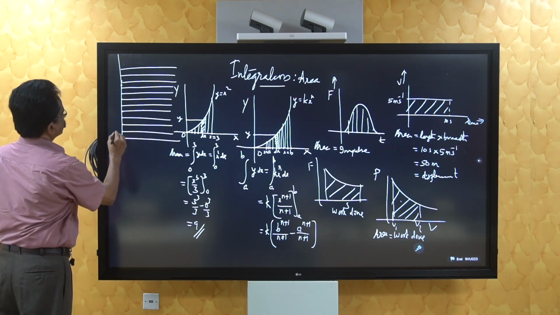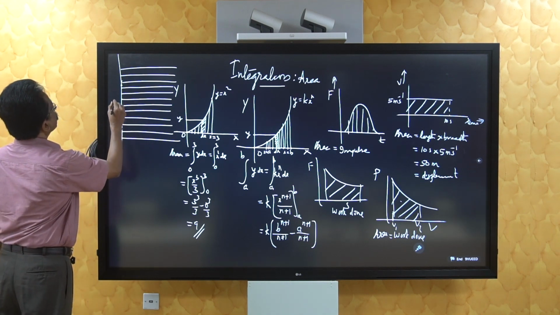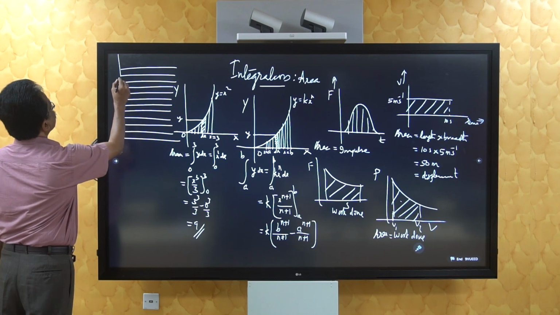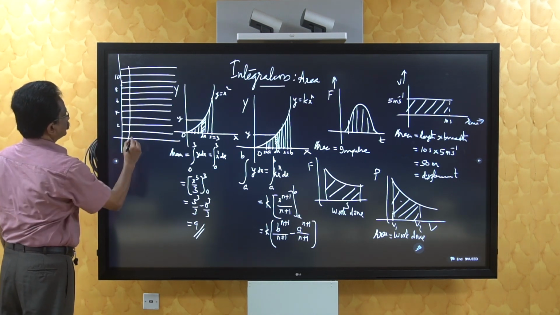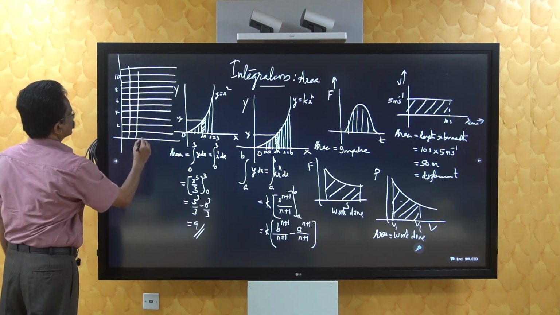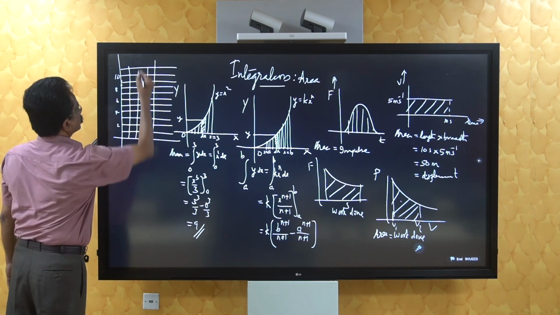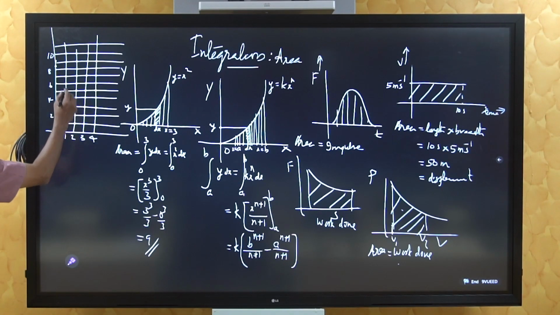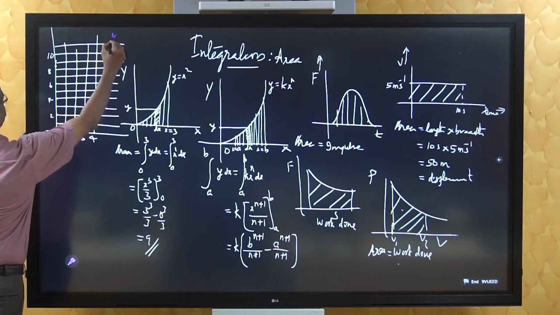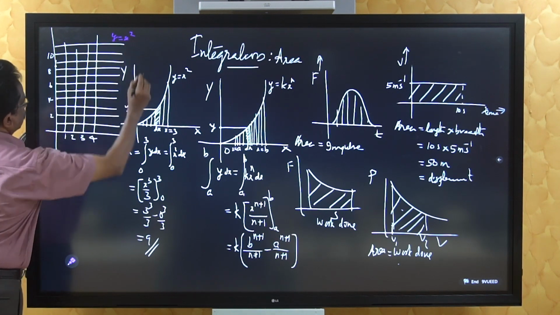So 2, 4, 6, 8, and here comes 10. So again, 1, 2, 3, 4. The graph is y is equal to x square. I want to plot y is equal to x square.